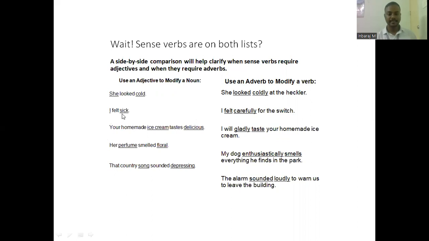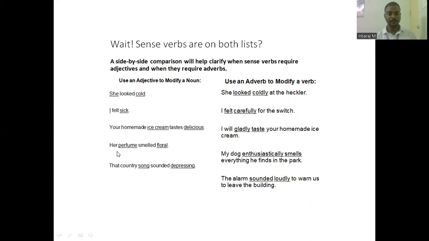I felt sick. Sick is an adjective here. Felt is a sense verb. I felt carefully for the switch. So here carefully is an adverb, and that describes the sense verb felt. So these are other examples. Your homemade ice cream tastes delicious. I will gladly taste your homemade ice cream.